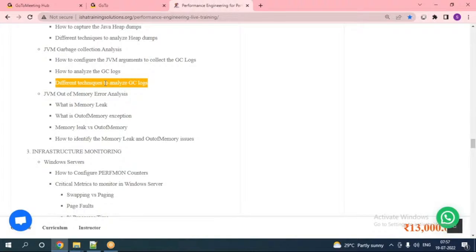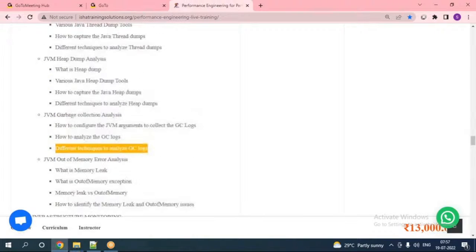There is an online utility tool called GCEasy. Through that tool, we are going to analyze it. And one more tool is called GC Viewer. So using the tool, how we are going to analyze it, all those things we are going to learn.